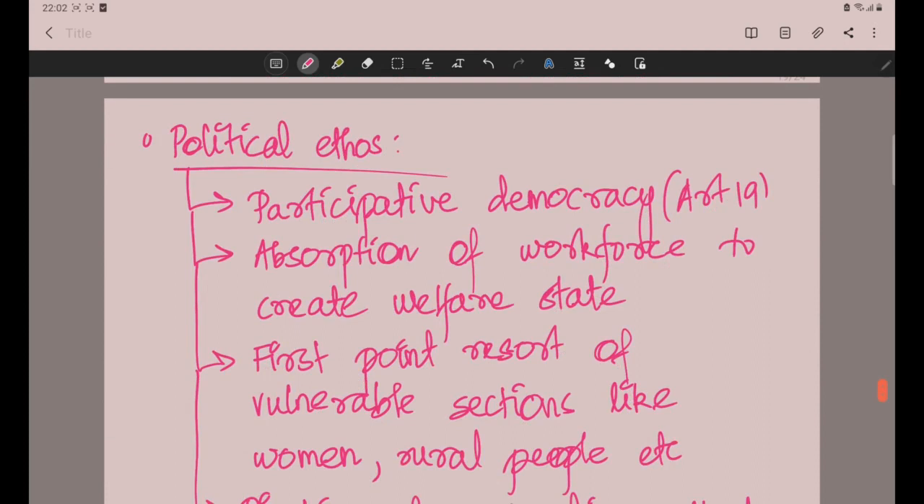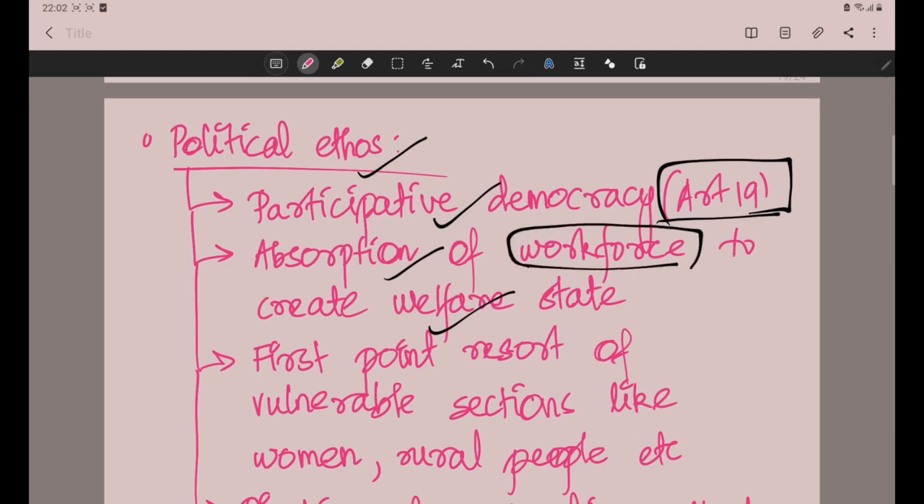Then political ethos. So it is actually a part of participative democracy which is being said in Article 19. So people are also having a part in governance. People are governing themselves. Then absorption of workforce to create a welfare state. Many people are unemployed. So you can absorb this workforce and create a welfare state in which all the individuals are getting social justice.